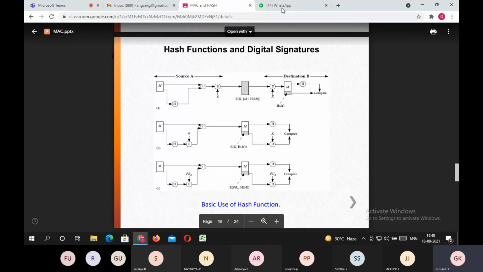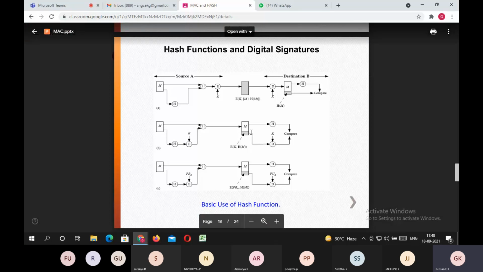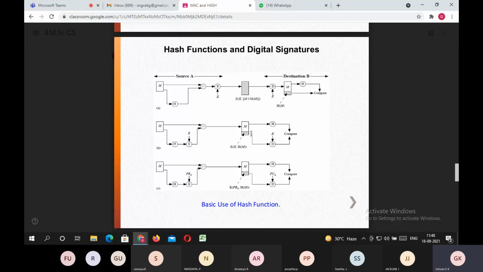The second form is, after computing the hash code, that hash code is encrypted. So the authentication is tied to the hash code. So encryption is done, again with the same symmetric key. The message goes there, and you will decrypt the hash code and compare it with the received or computed hash code.